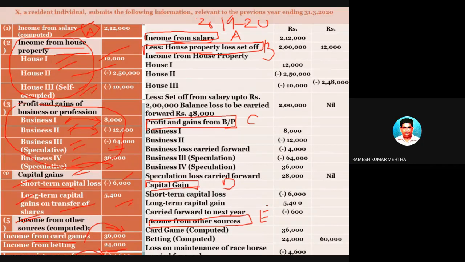Okay, let's solve the problem. So the first is income from salary. Income from salary is 2 lakhs 12,000 rupees. Number one.